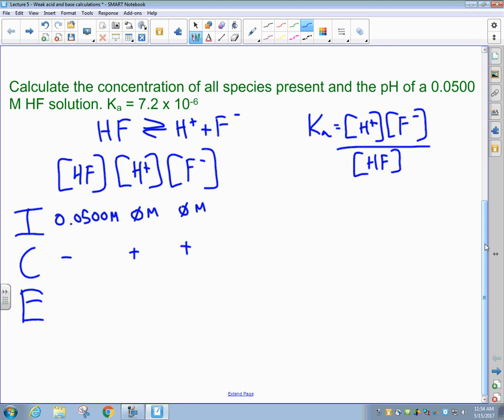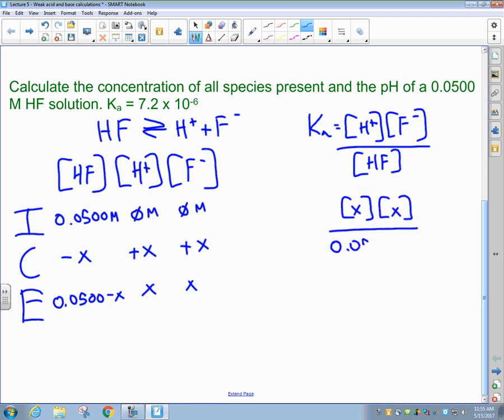We do not know what the change is at this point, so we're going to call it X. We have a 1-to-1-to-1 ratio throughout our problem, so we're going to have minus X and plus X, plus X as our change row. Therefore, our equilibrium values are going to be 0.0500 minus X, X, and X. We'll take those three expressions there and plug them into our Ka expression. So we'll have X times X over 0.0500 minus X, and we'll set that equal to the Ka value, 7.2 times 10 to the minus 6th.